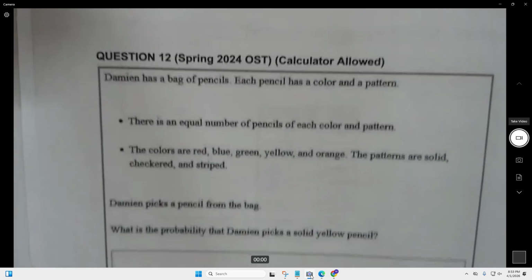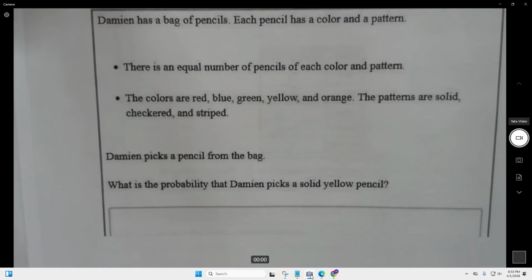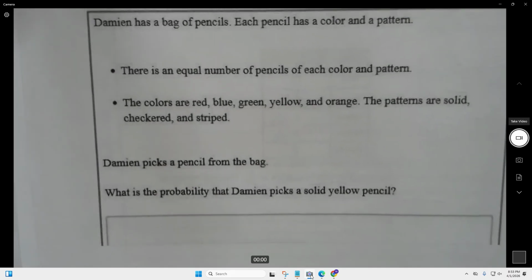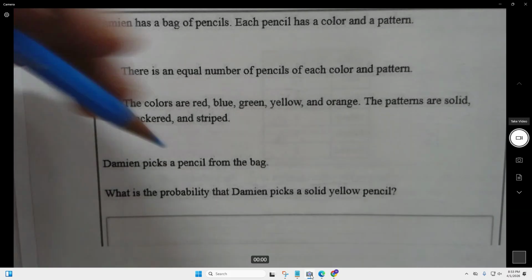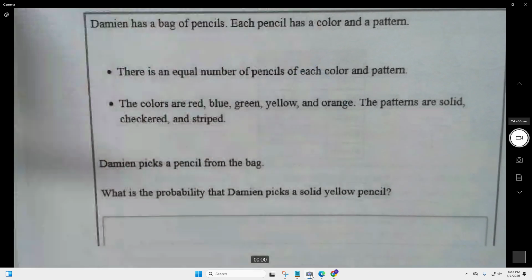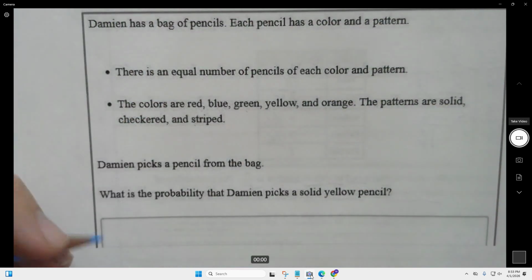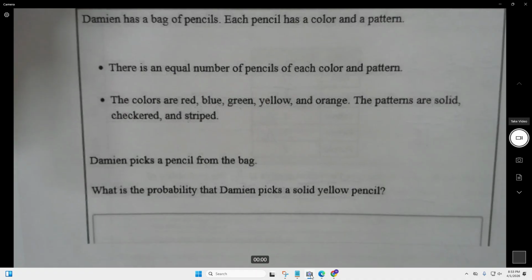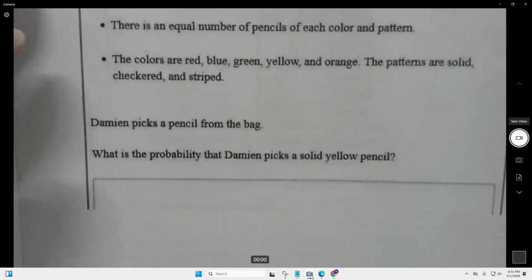Damien has a bag of pencils. Each pencil has a color and a pattern. There are an equal number of pencils of each color and pattern. The colors are red, blue, green, yellow, and orange. The patterns are solid, checkered, and striped. Damien picks a pencil from the bag. What is the probability he picks a solid yellow pencil?